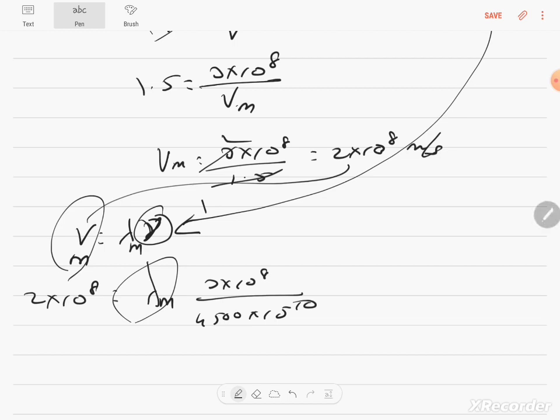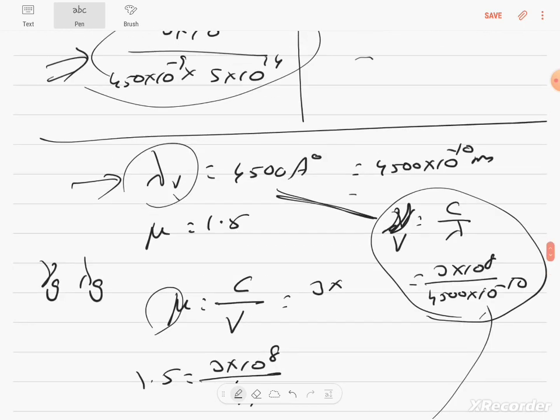What are they asking then? The wavelength of the light in the glass block. Frequency does not change. It's the same as what is in the air, and I already found it. Using the wavelength in vacuum, I found the frequency in vacuum using the formula c is equal to frequency into lambda. Are you clear?